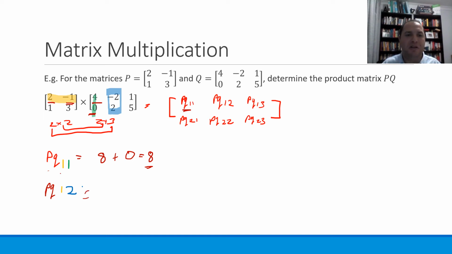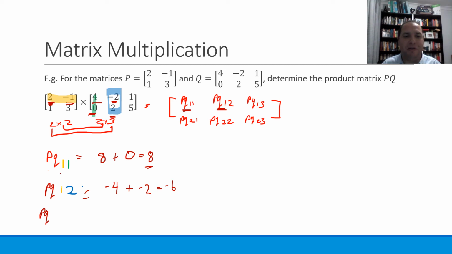So we've got 2 in the first row, multiply it by negative 2, that first spot in the second column. 2 times negative 2 is negative 4. And then we've got negative 1 times positive 2, that's negative 2. And then we'll add those together. Negative 4 plus negative 2 gives us negative 6. So in PQ12, first row times second column, that unit will go in there.